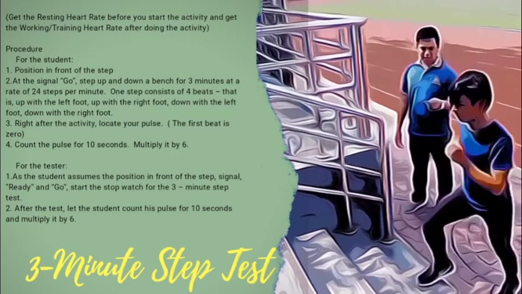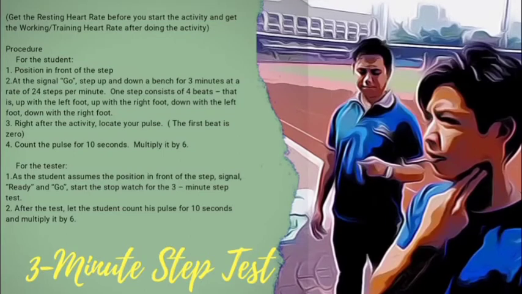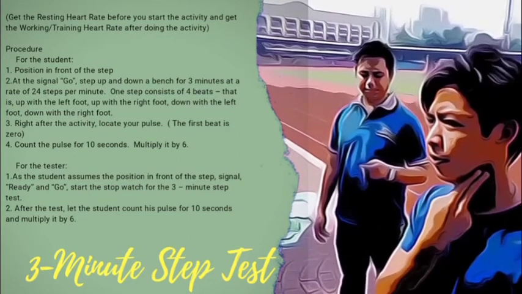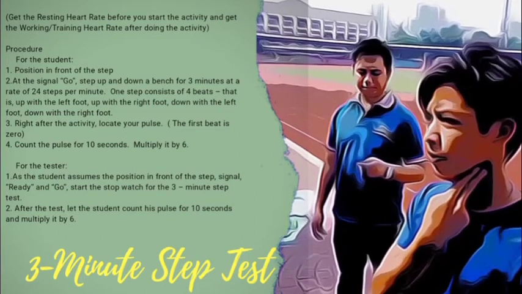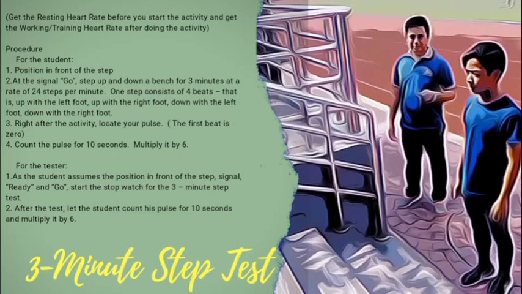Immediately after the exercise, locate your pulse and wait for the signal to start the counting. Don't talk while taking the pulse beat. Count the pulse beat for 10 seconds. Multiply it by 6.